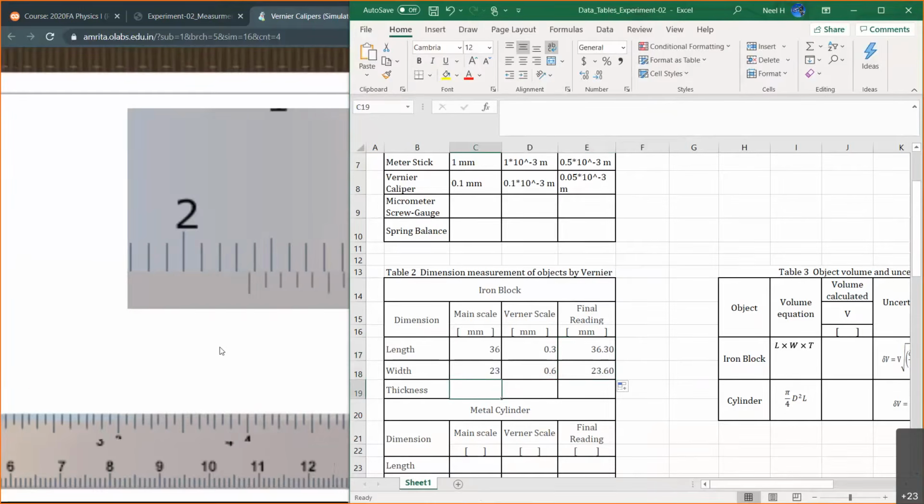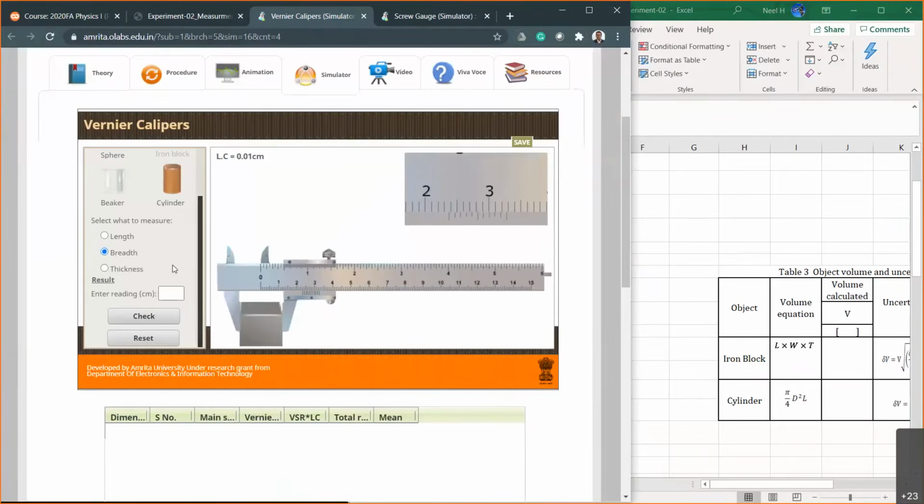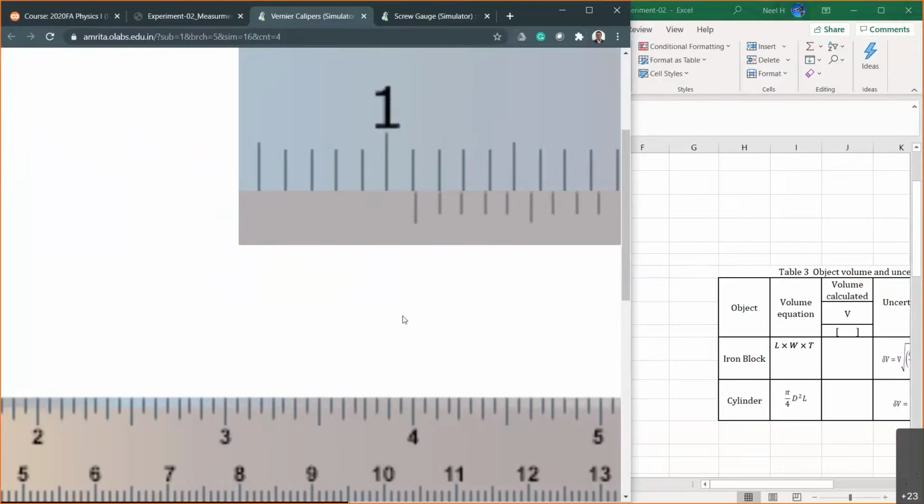Okay, so let's read the other dimension, the thickness. Click on the thickness, and you can see the object changes automatically. Click and drag the outer jaw until it touches the surface. Then let's go and read this value right here.